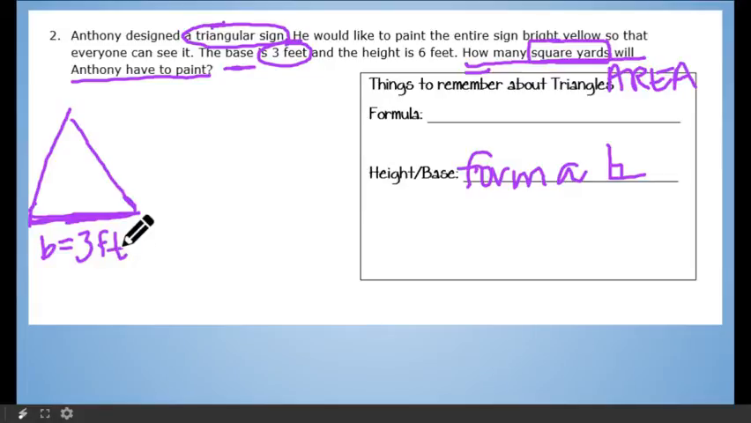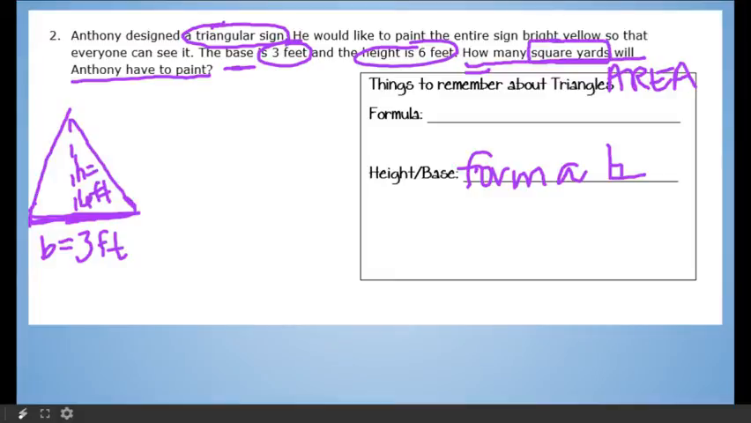Then we're going to need to find the height by making a perpendicular line that goes inside of the triangle. So sometimes if it's not a right triangle, all the times it's not a right triangle, you have to make a line in the middle of the triangle in order to make the height. If it's a right triangle, then the base and the height will be the two sides of the triangle that form that right angle. And it tells us the height is 6 feet. So let's label that on our triangle. Height is equal to 6 feet. So we have our two measurements labeled, the base and the height.